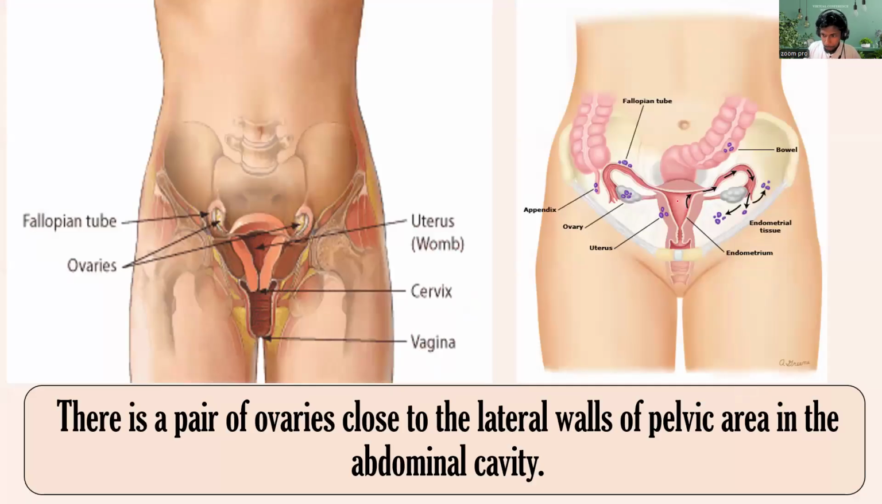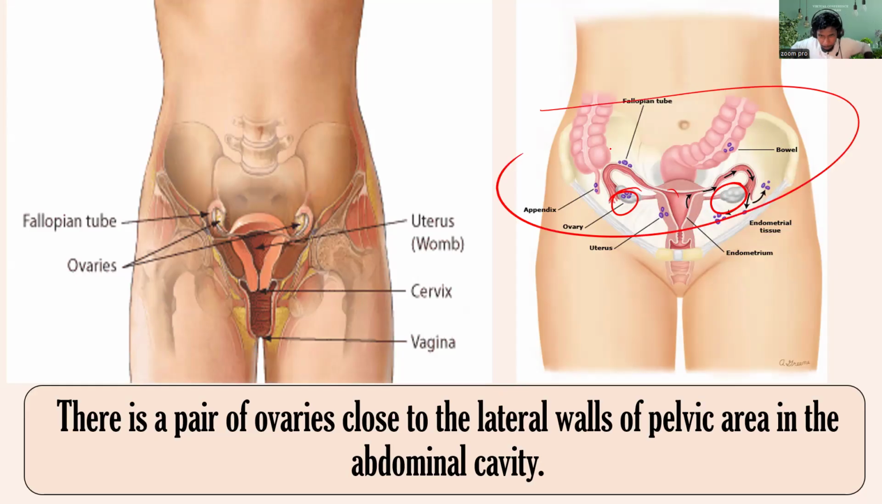There are 2 ovaries, a pair of ovaries. They can be found in the pelvic region. Pelvic area means the hip area. So the ovary can be found in the pelvic area near the lateral wall. Lateral wall means the border of the body, right? Here you can see it is found a little to the side, not at the center. It has moved toward the lateral wall of the pelvic region, a little toward the edge, to the side, right?